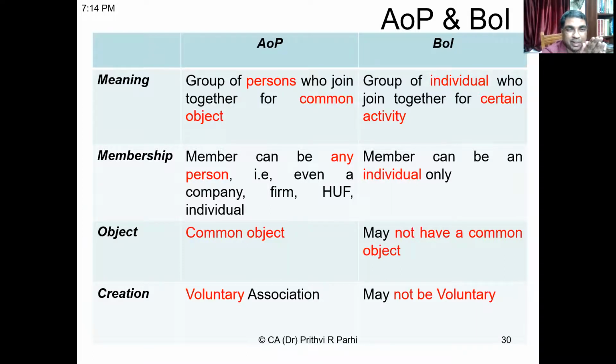If you analyze it from the meaning point of view, a group of persons who join together for some common object is called an association of persons. But a group of individuals who join together for a certain activity is a body of individuals. That means the object may not be common in case of BOI, and the object is common in case of AOP. They are involved in a particular activity, but maybe with different objectives. Here we have a common object in case of AOP, but in case of BOI, you may not have a common object.